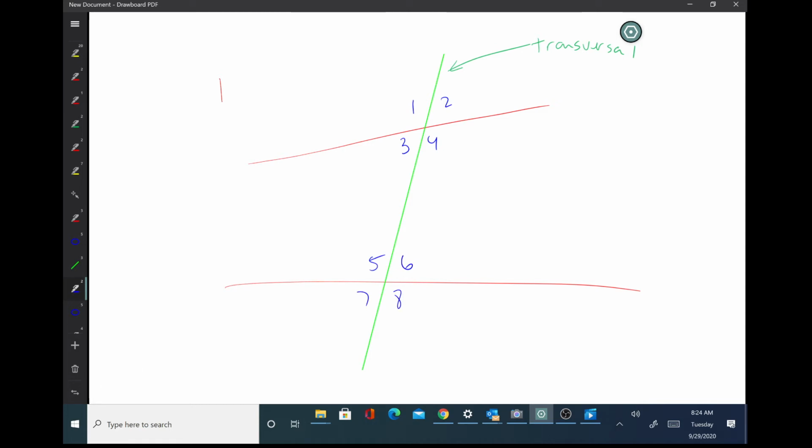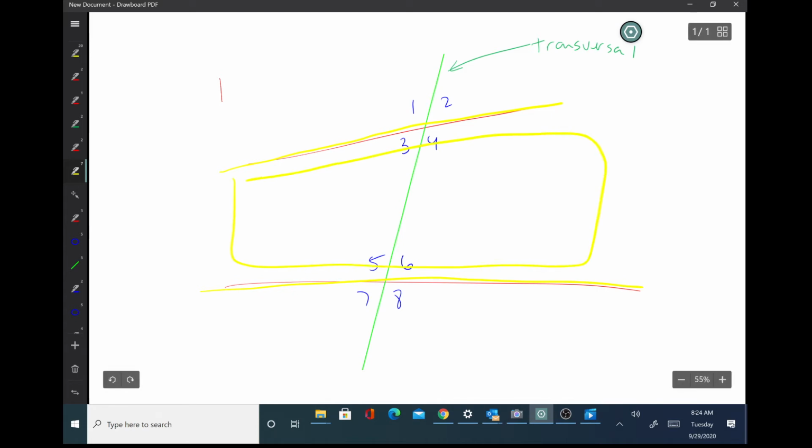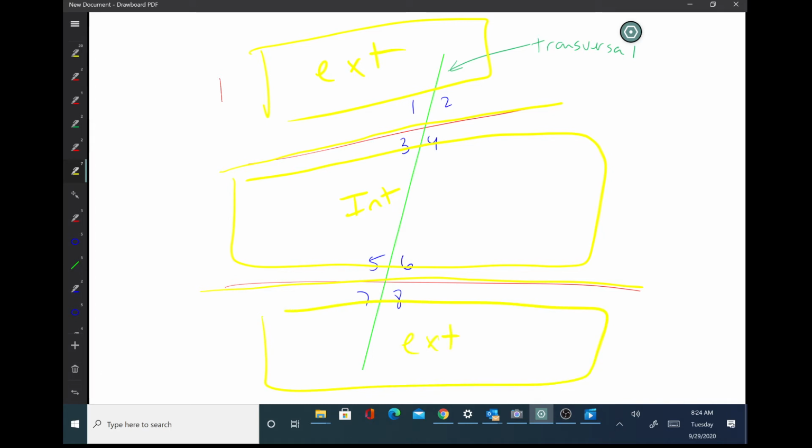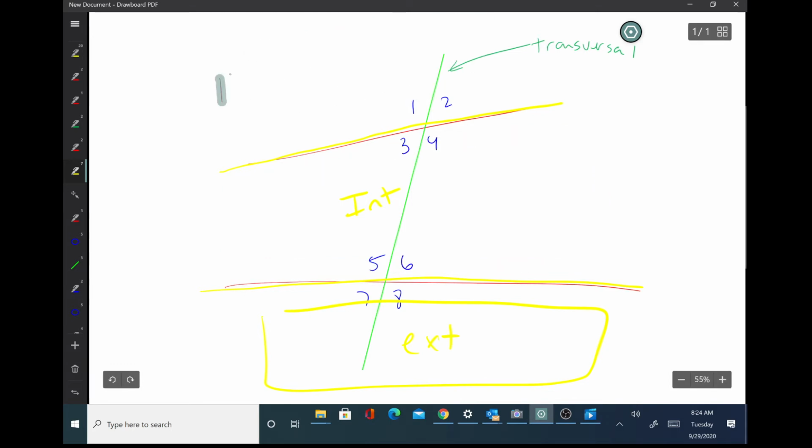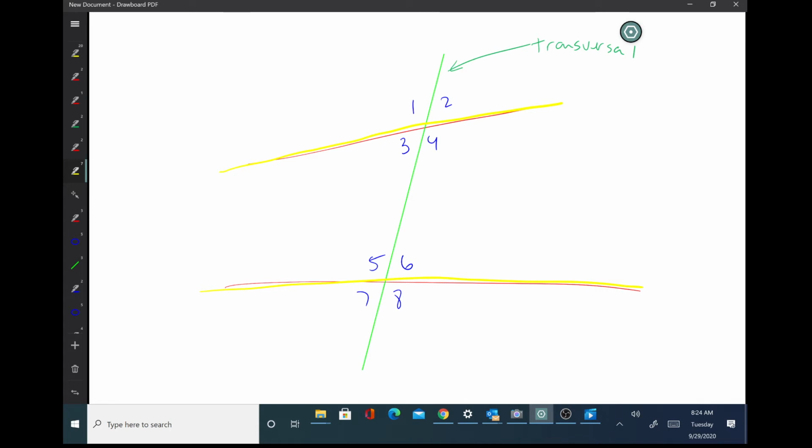Okay. So the key to these problems is understanding interior and exterior. All right, so I've got these two lines, right? These two yellow lines, the red lines. You've got stuff that is happening inside, right? Inside between those two lines. These are interior. And you've got stuff happening outside. These are exterior, right? So you basically have three sections. The interior part and the exterior part. So that's the first thing to know. Interior or exterior, okay? So basically, angles 3, 4, 5, and 6 are interior angles, and angles 1, 2, 7, and 8 are exterior angles. All right?